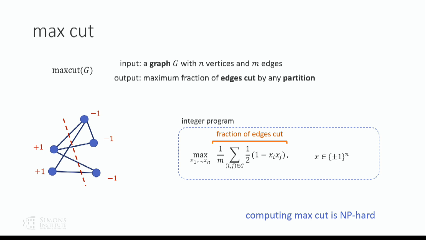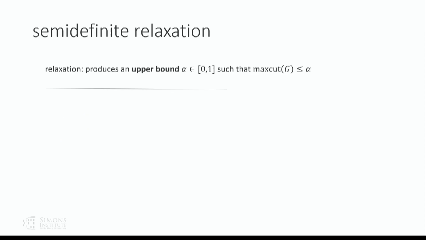Generally, computing max cut is NP-hard, so I guess no talk about max cut is complete without seeing this fact. But now what I want to understand is how well I can approximate the maximum cut objective.